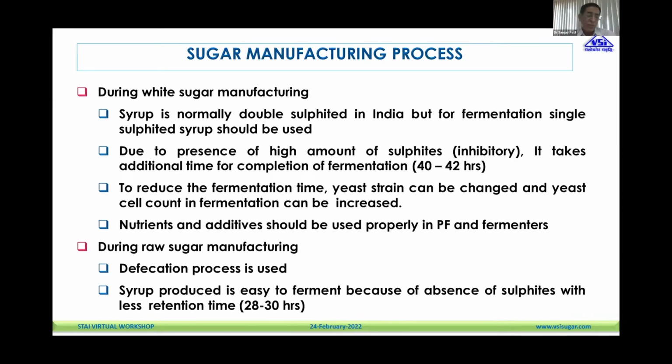If you are producing raw sugar, then of course you use the desiccation process, and this is very good for syrup fermentation. Wherever we are manufacturing raw sugar, our fermentation retention time is about 28 to 30 hours, as compared to the double sulfitation method, where the fermentation time is about 40 to 42 hours.